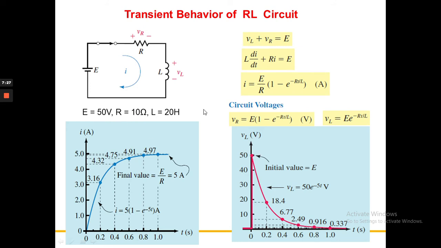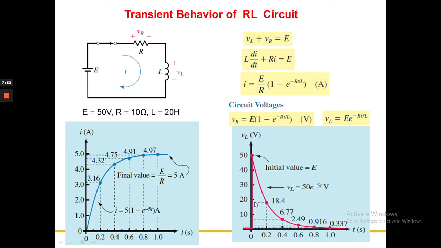Then as time passes, current will be building up, so the voltage drop across the inductance will be decreasing. The voltage drop depends on the rate of change of the current. Here the rate of change is high, so this will be exponentially decreasing. So this is the response of the voltage drop across the inductance.